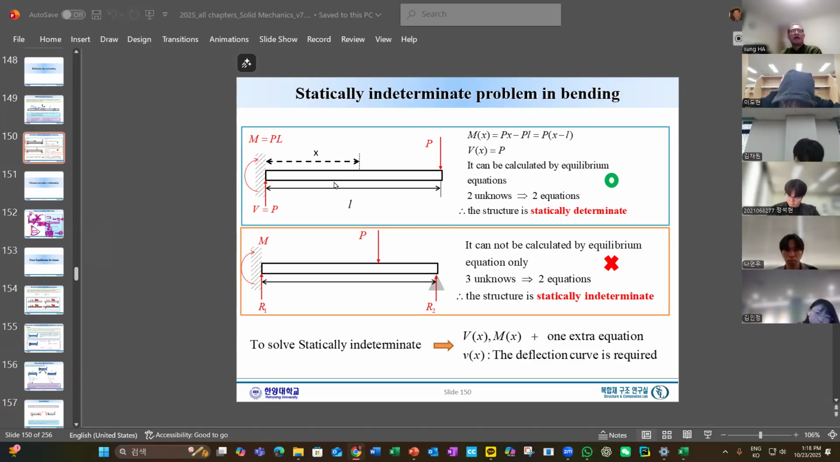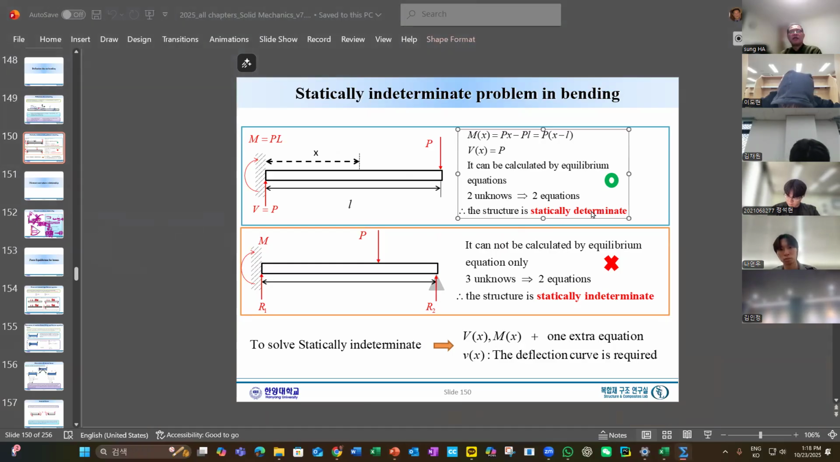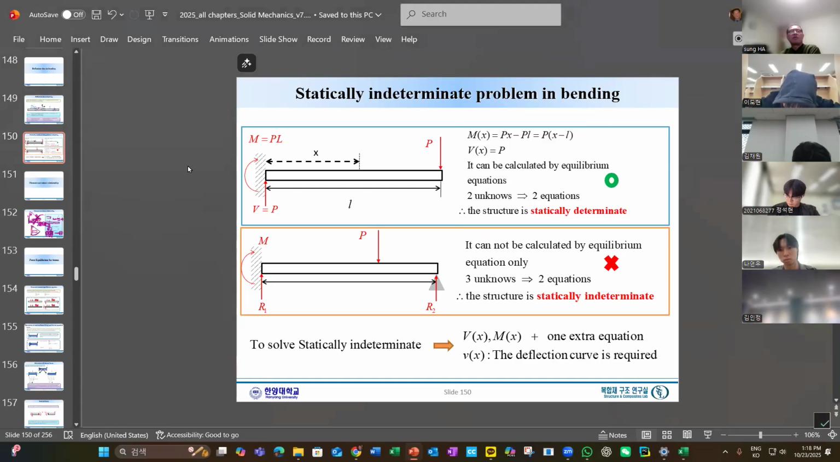Well, there are two types of definitions. One is statically indeterminate. The other one is statically determinate. This is not just for the beam, but in general, what is determinate or indeterminate? This concept can be very important in solving any types of structural problems.